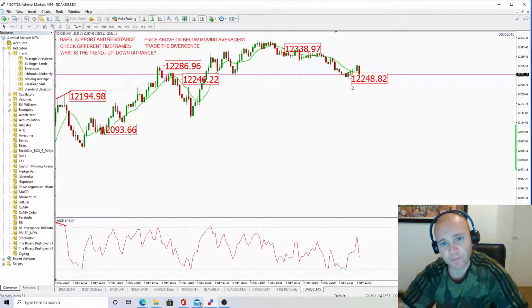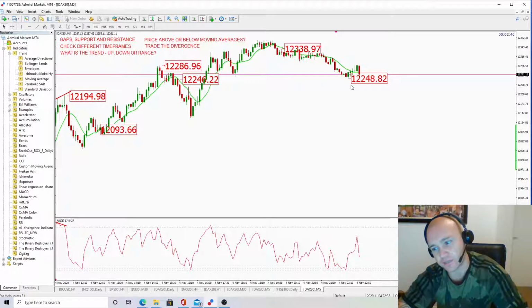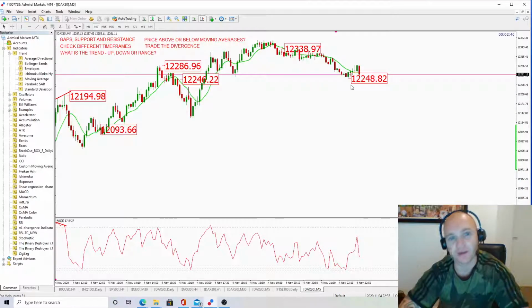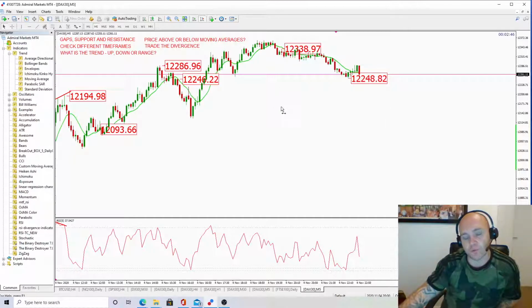Again, this is all about not picking tops and bottoms, not trying to be smarter than the market, because we will never beat the market. A bit of patience, a bit of waiting for the right moment, and the market will come to you. It will reward you massively.